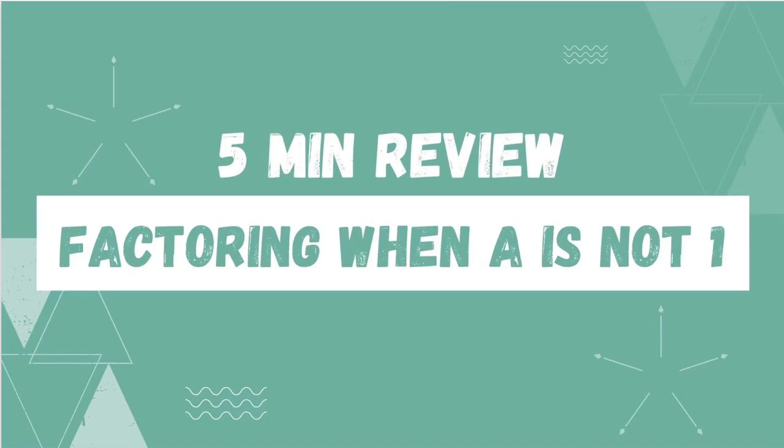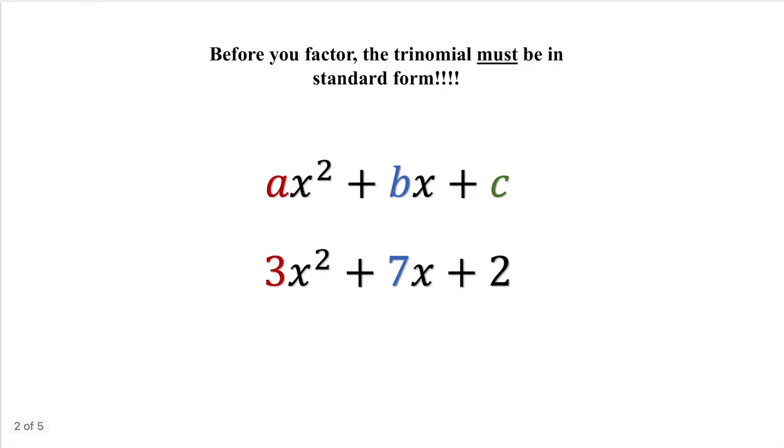Let's review factoring when a is not 1 in 5 minutes or less. So before you factor, your trinomial must be in standard form. That means we want it to be in ax squared plus bx plus c form. Notice that 3x squared plus 7x plus 2 is in standard form.